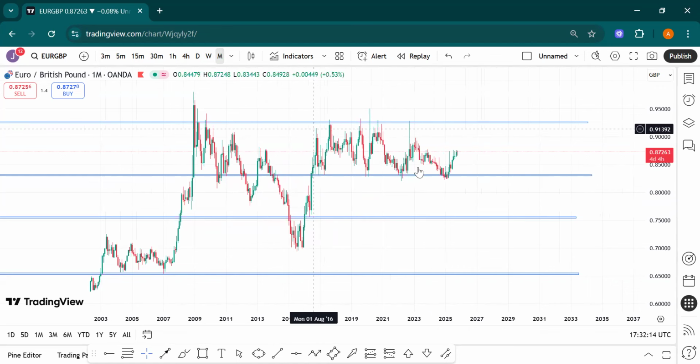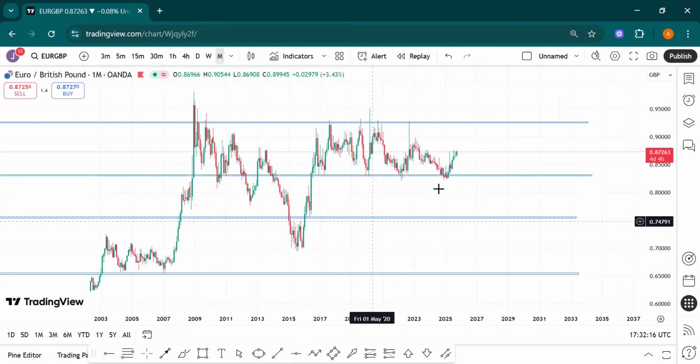I'm currently on the monthly time frame, and basically what I try to do on the monthly time frame is to map out my key zones, which are the horizontal bars you are seeing on my chart. And if you don't know how to do that, I have a video on the channel dedicated to it.